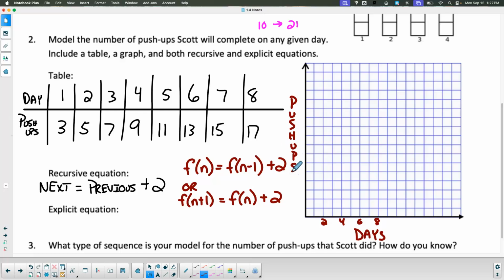So day 1, we did 3. Day 2, we did 5, 7, 9, 11, 13, all the way up to 17.